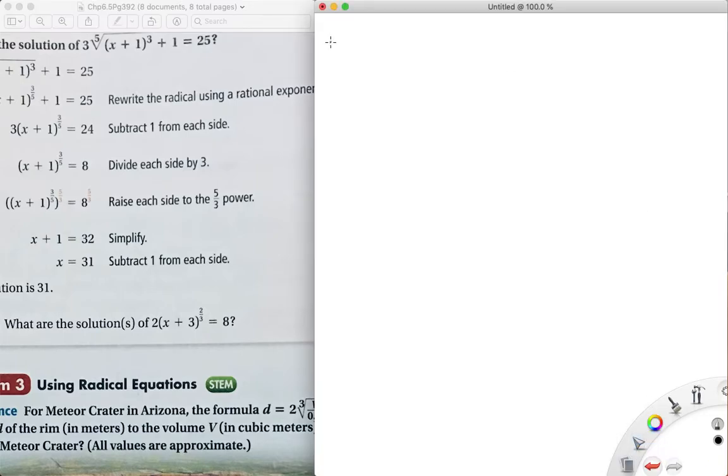How disappointing. 2 times (x plus 3) to the 2/3 equals 8. Alright, there's a 2, so there's a rational number in the exponent. First thing I'm going to do is divide by 2. That's (x plus 3) to the 2/3 equals 8 divided by 2, which is 4.